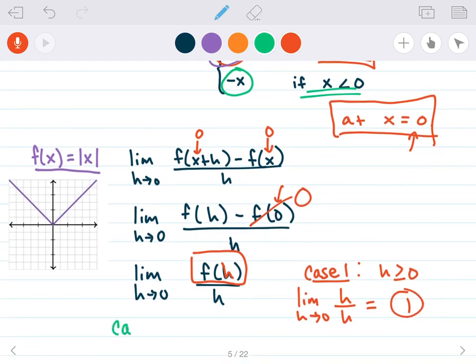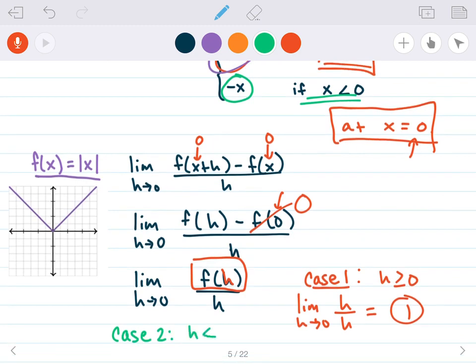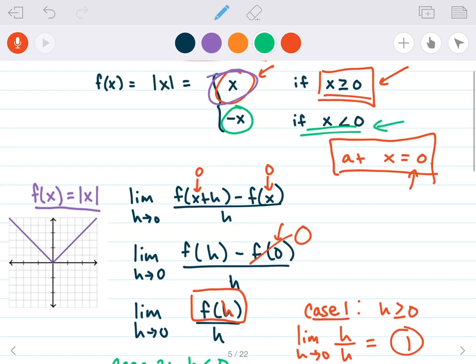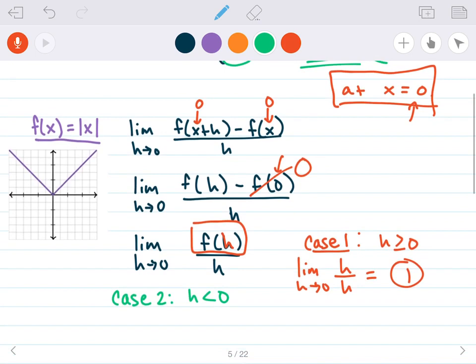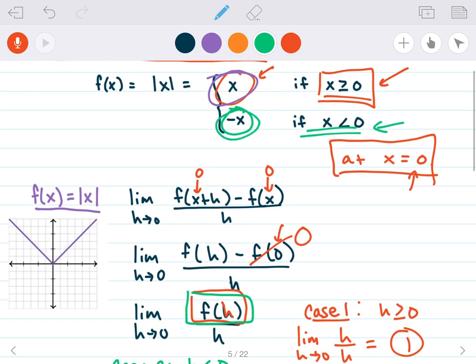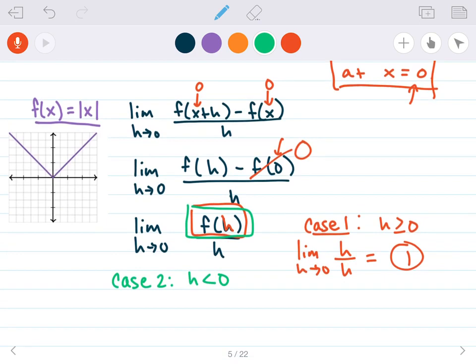Now case 2 is going to be if h is strictly less than 0. That's the other part of the domain that I need to be concerned with, right? So if that's the case, then what do we have? f of h is going to equal negative h, right? So this is going to give us, if I plug in negative h in for f of h, I have the following. I end up getting negative 1.